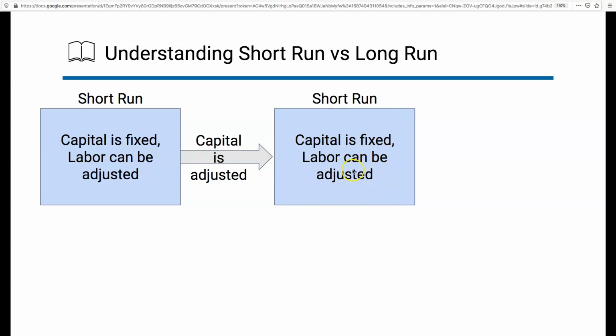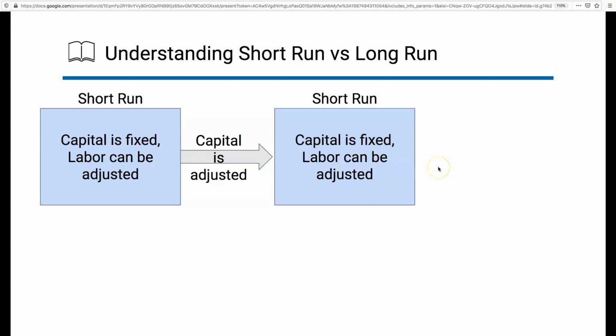So think about this. A firm just moves from one short run to the other short run by adjusting its capital from time to time. It's just that adjusting capital is difficult and you can't do it instantly, whereas adjusting labor is relatively easy. You can hire and fire labor pretty much instantly. And so the amount of labor that you can have is definitely a more flexible variable than the amount of capital that you can have.